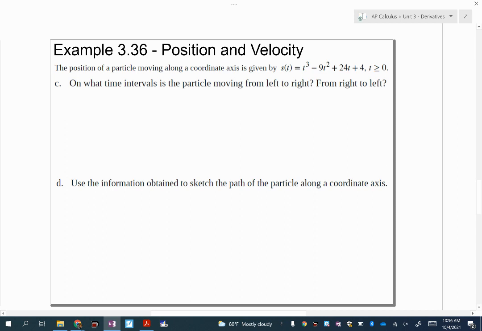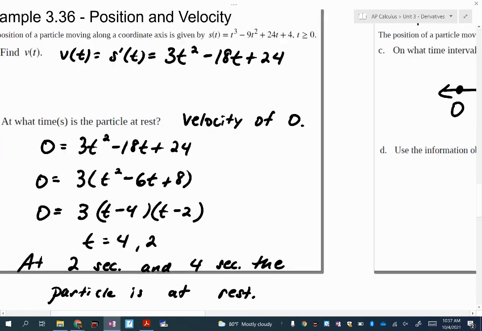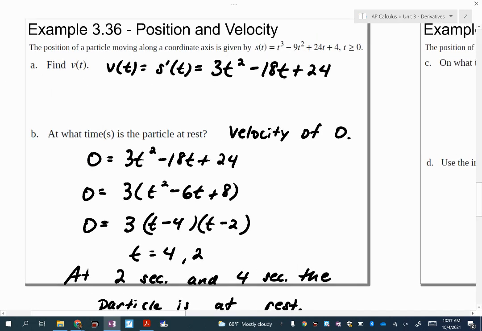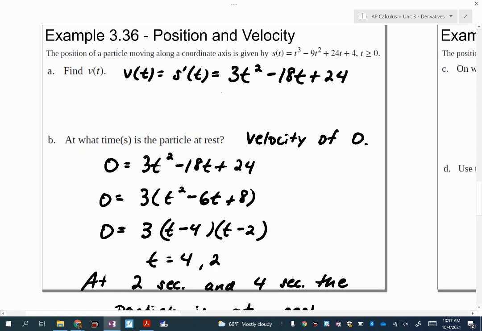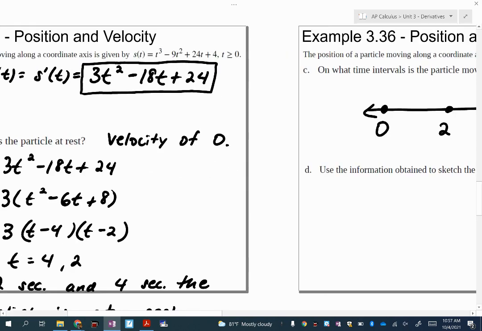If we're starting at time 0, we know at time 2 and time 4, the particle is at rest. So we're really trying to figure out what's happening in between these times. You can obviously plot it if you want. We can go to Desmos and plot this velocity function, 3t squared minus 18t plus 24. I'm going to show you that in a moment.